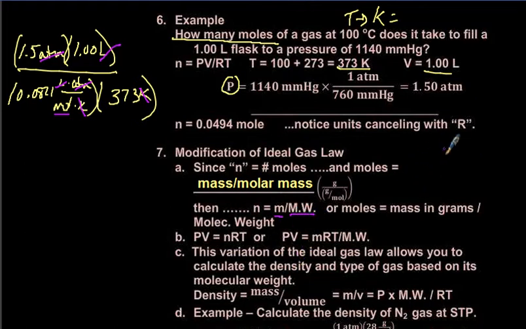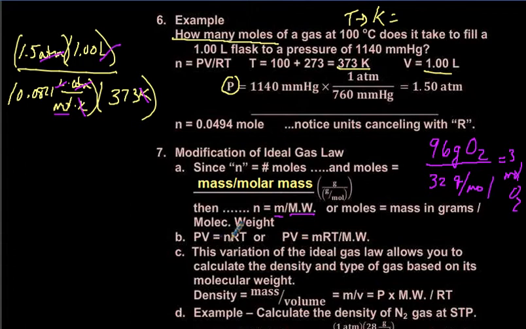So for example, let's say we have 96 grams of O2. Well, if we have 96 grams of O2, to find out how many moles of that gas there are, we would divide it by the molar weight of oxygen. Well, that would be 32 grams per mole, and we would wind up with 3 moles of O2. So we can plug that into our PV = nRT right there.